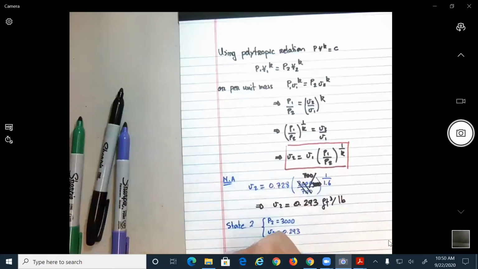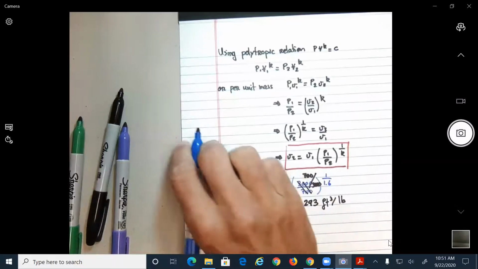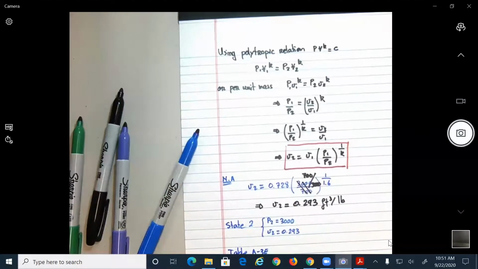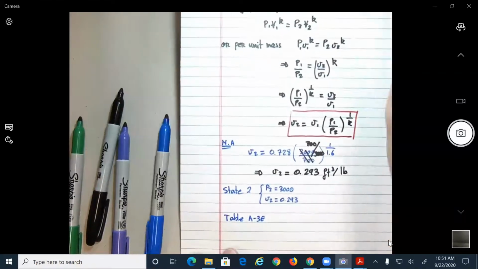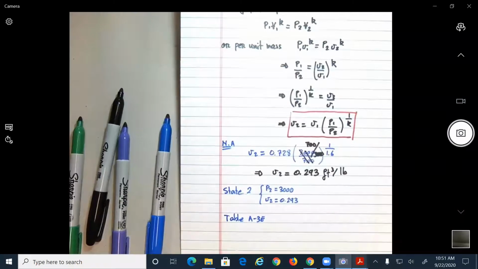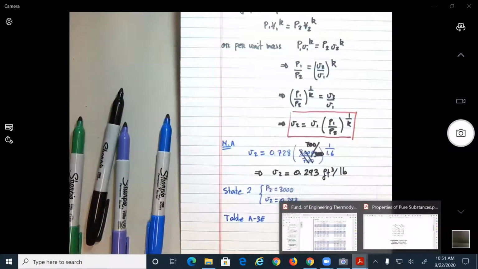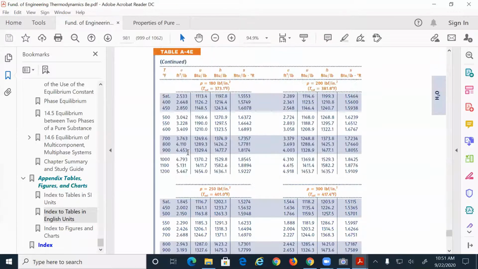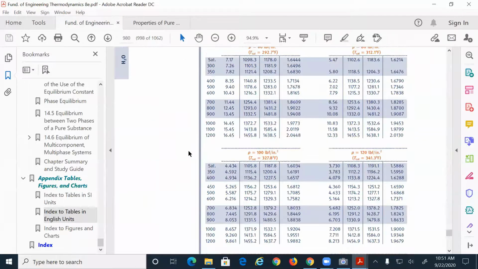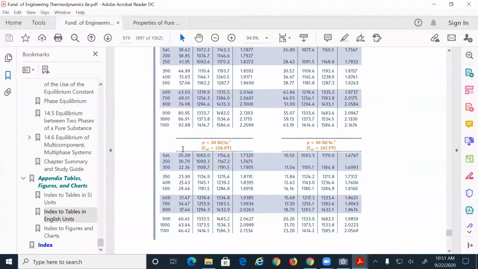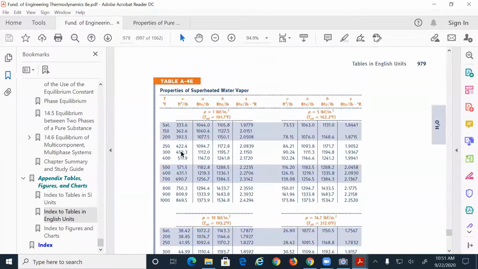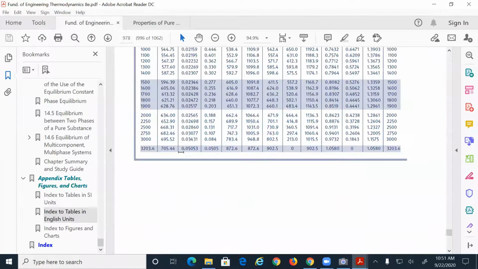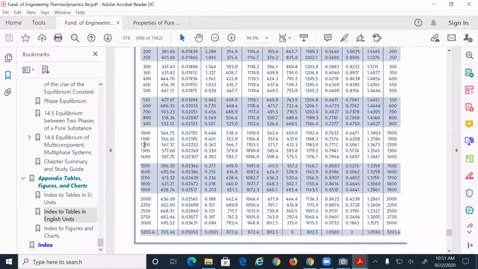So let's see, I think it will be table A3E, if I'm not mistaken. So we go from table A3E or A4E. A3E I think will be safer. We could also do this for A4E, but let's do A3E where they give us the pressure. So for pressure equal to 3,000, which is right here.